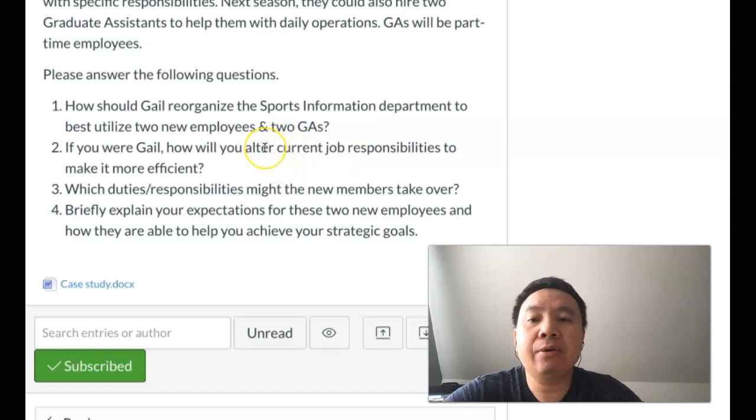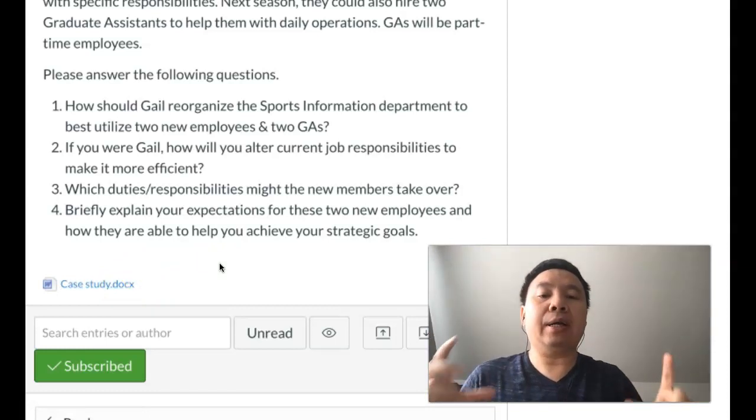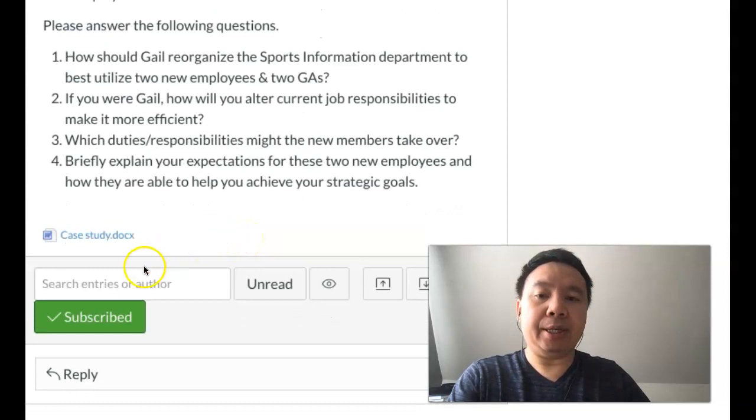How should Gail reorganize the department since you're going to have 2 new employees and 2 new GAs? If you were Gail, how would you change the current job responsibilities and make things more efficient? Which duties and responsibilities might the new members take over? Briefly explain your expectations for these 2 new employees and how they are able to help you achieve your strategic goals as a department. Click on the links here and you should be able to see the current organizational chart for this department, so what the positions look like. You can make some changes, complete it, and submit it here.